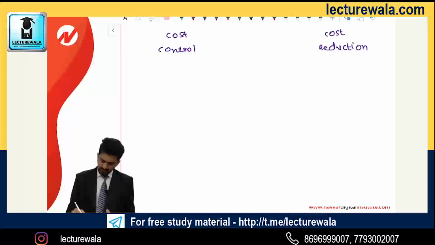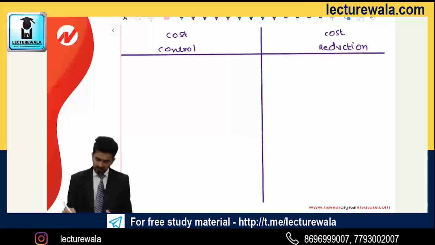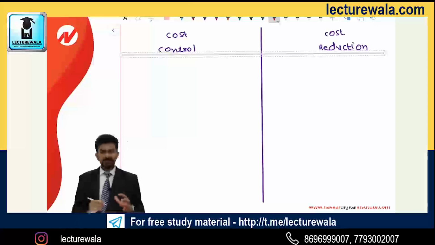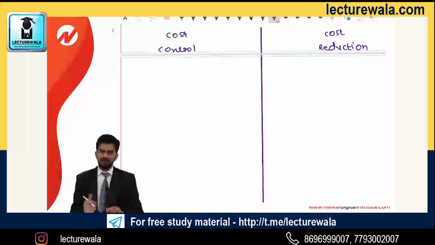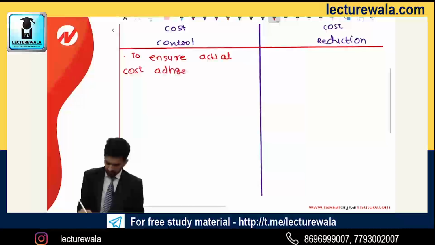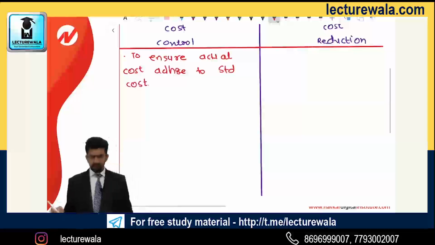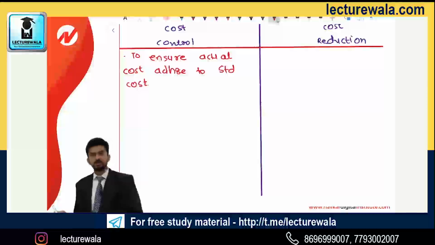So, typically, what do we mean by cost control? If I simply try to write the definition of cost control, it goes this way. I'm going to be writing in simple words. I'm not going to be writing the exact definition word by word. I'm just trying so that you can understand these things, right? So, cost control means to ensure actual cost adheres to standard cost.